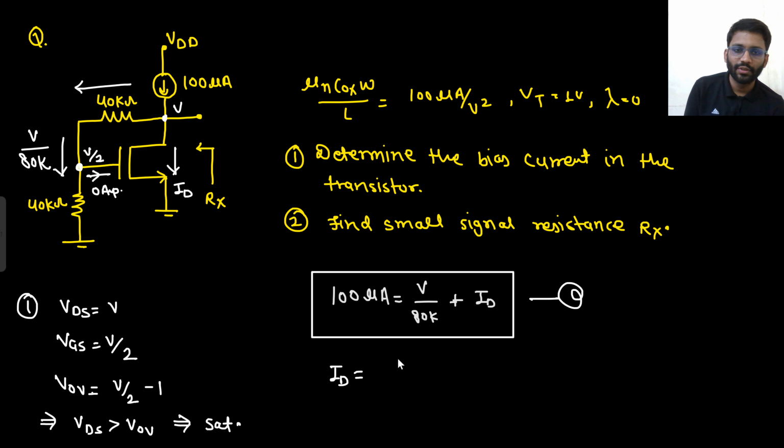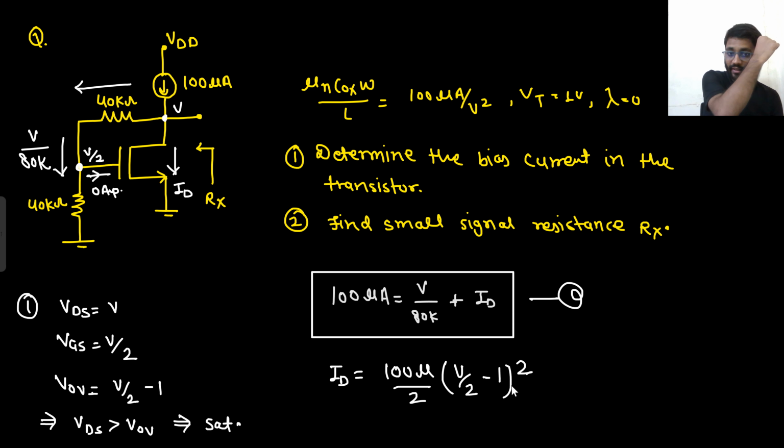So ID is equal to mu n Cox W by 2L, 100 micro by 2, times VGS minus VT whole square. What is the value of VGS? VGS is V by 2. So ID is 100 micro by 2 times (V by 2 minus VT) whole square. That's it. So this is how I can eradicate one variable, so this value I can put here.